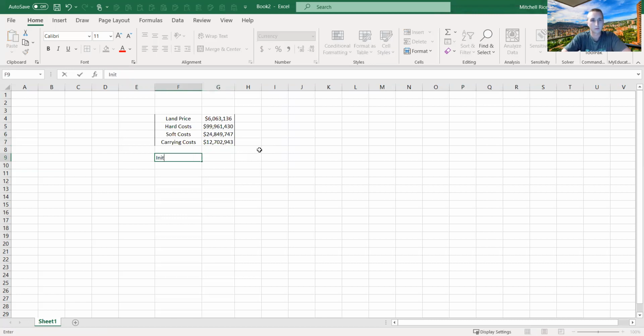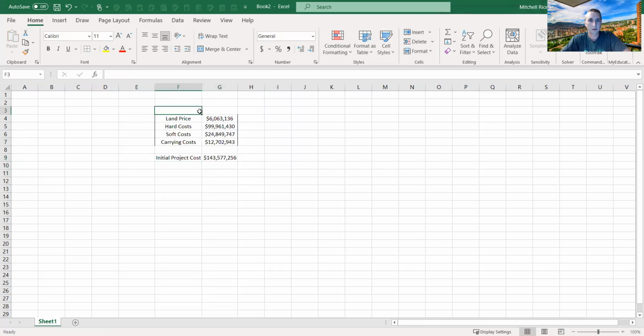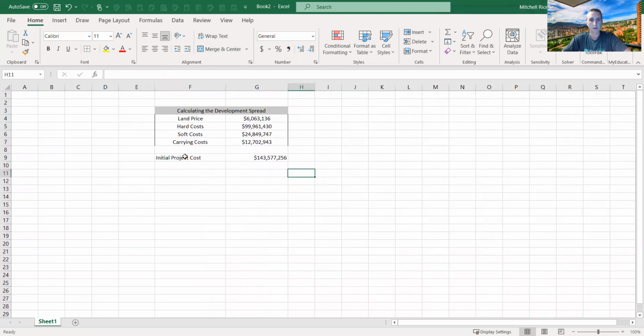So initial project cost, let's find the sum of all this, of about 143 million. Let's actually call this, so you don't forget what we're doing, calculating the development spread. And I'll try to share some Excel tips with you guys as I go throughout this. I do like to keep things pretty, make it look nice. Let's just spread these out. I don't know why I'm getting some borders. Alt HBN to delete any borders.